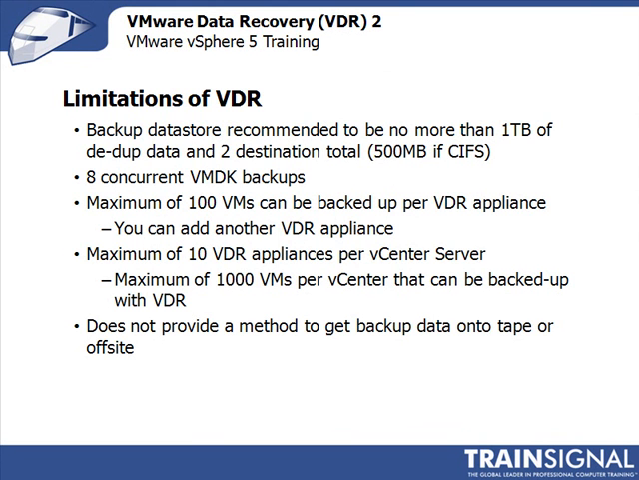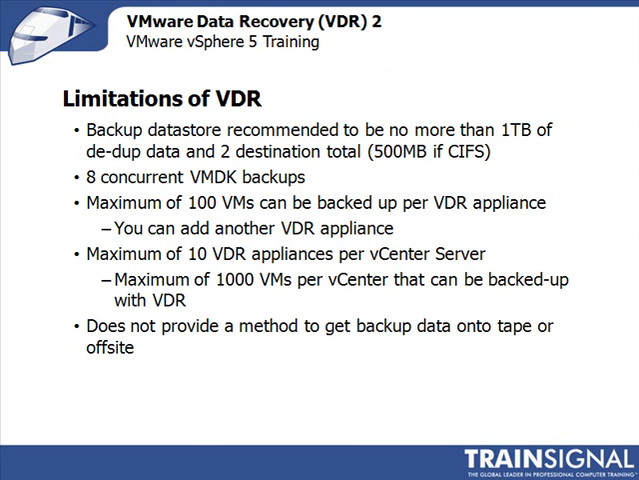You can have up to 8 concurrent VMDK backups going at one time, and there's a maximum of 100 virtual machines that can be backed up per VDR appliance. Of course, you can always add another VDR appliance, so you can back up more than 100 virtual machines with VDR, so don't make that mistake. You just have to add another VDR appliance, and there's no additional cost for that.